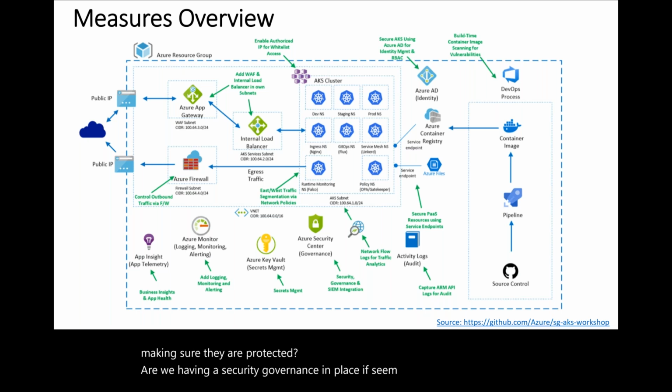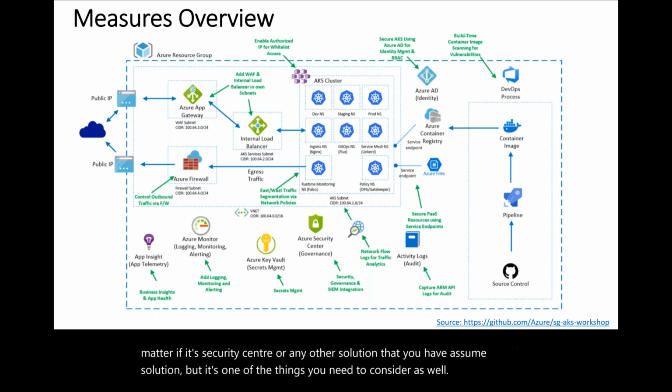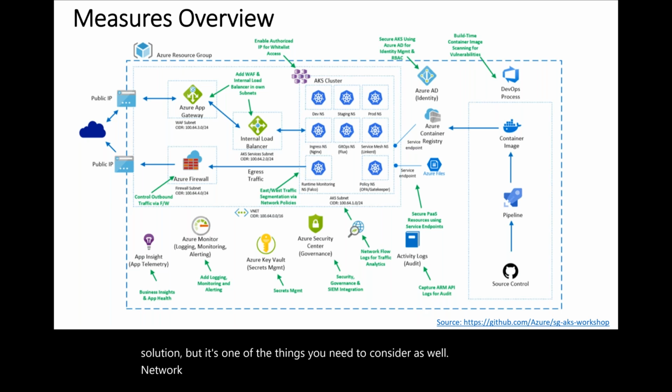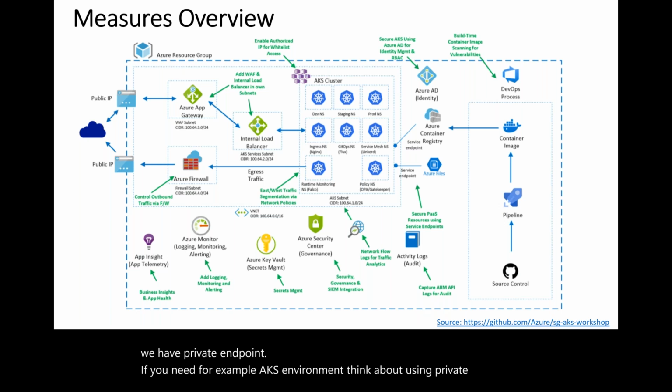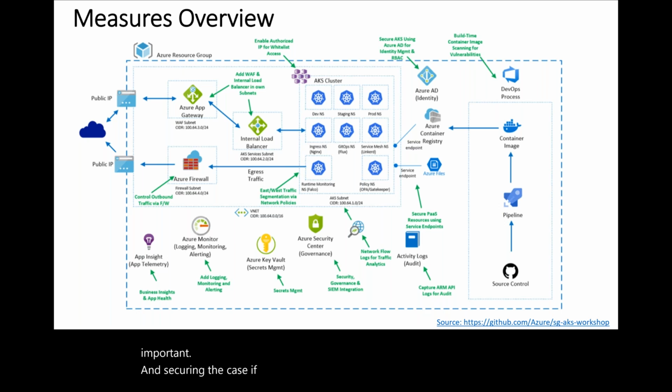It doesn't matter if it's Security Center or any other solution that you have as a SIEM solution, but it's one of the things you need to consider as well. Network flow, making sure we have resources using service endpoints, or now private endpoints. If you need, for example, a private AKS environment, think about using private endpoints, and making sure we have solutions in place to scan the registry. That is very, very important. And securing the AKS with a very strong identity and RBAC model.